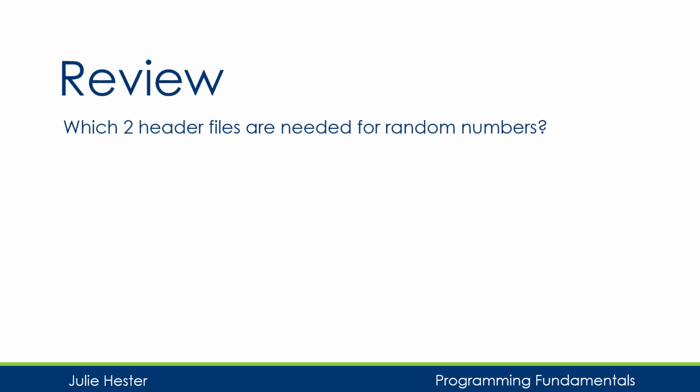So let's review what we've talked about here. First, which two header files are needed for random numbers? The first one I talked about was the C standard lib, and that's what I need for the rand function. We also use the ctime header file or library in order to get the system time as an input for the seed.